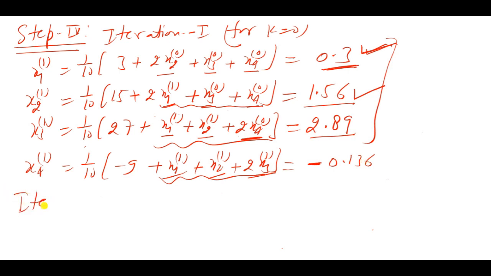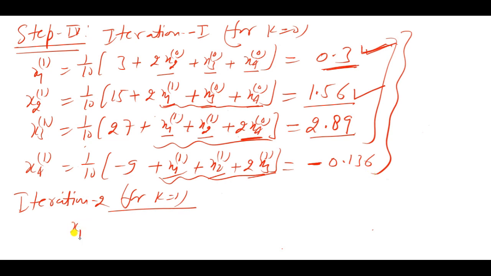Now in iteration 2, that is for k is equal to 1, put k is equal to 1 in equations 1, 2, 3 and 4, and using the first approximation, we obtain the second approximation x1^(2), x2^(2), x3^(2), x4^(2), and so on.